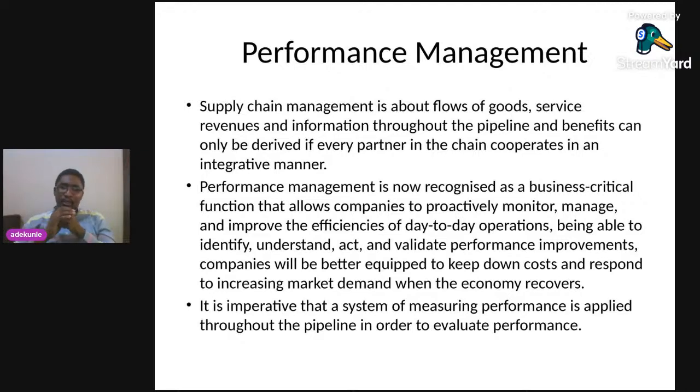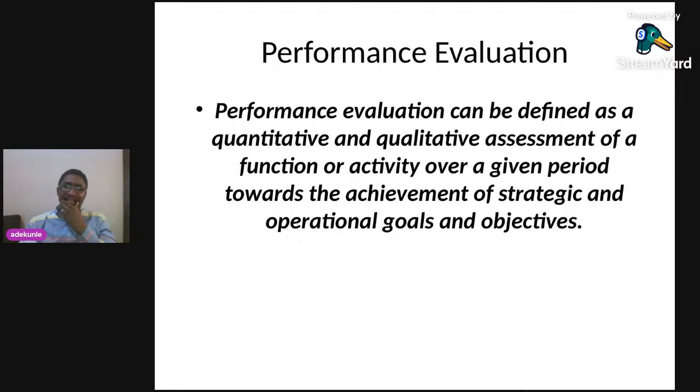Companies will also be better equipped to keep down costs and respond to increased market demand when the economy recovers. And it is imperative that the system of measuring performance is applied throughout the pipeline, in order for us to evaluate the performance of the supply chain itself. So it is critical to have a continuous performance measurement or evaluation method in the organization.